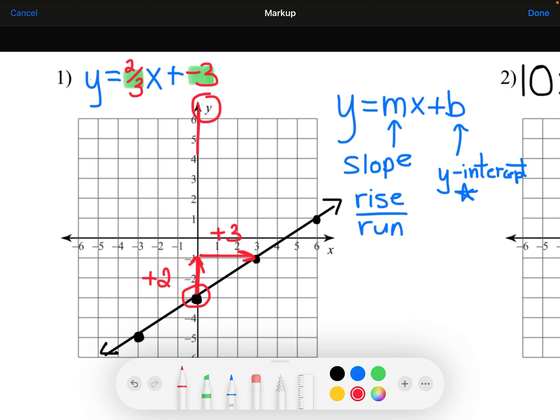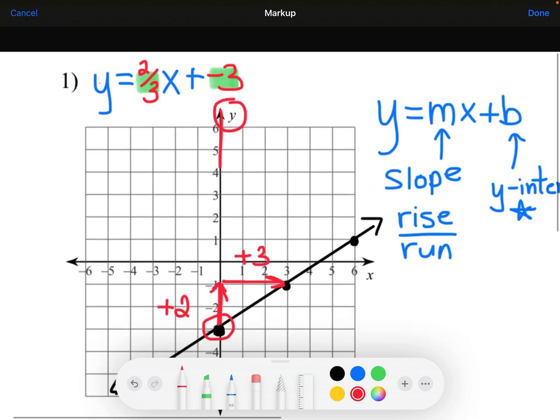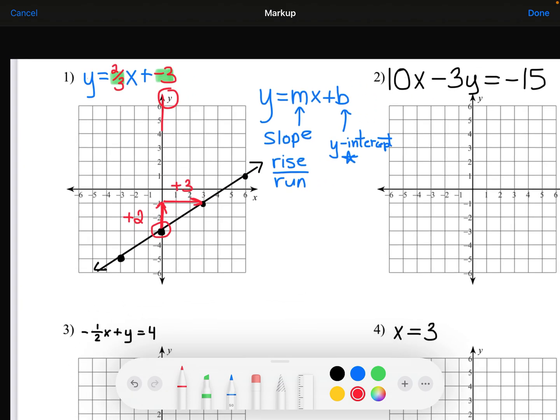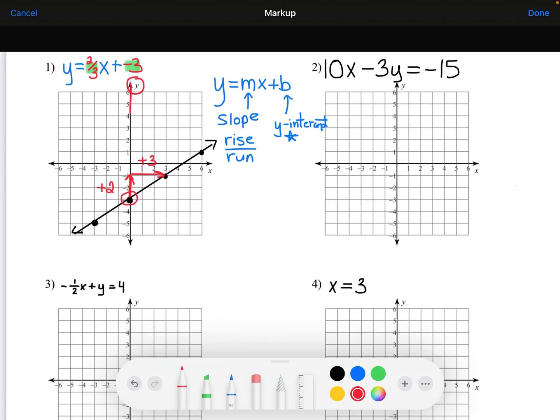And that is my final equation of the line. Y equals 2/3 x plus -3. Moving over to number 2, we're given the equation in standard form, and we want to rewrite this in slope-intercept form to graph it.